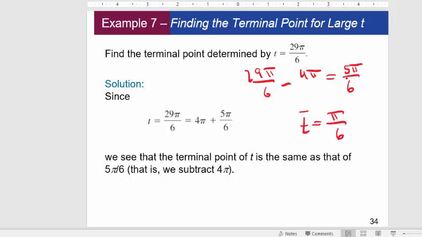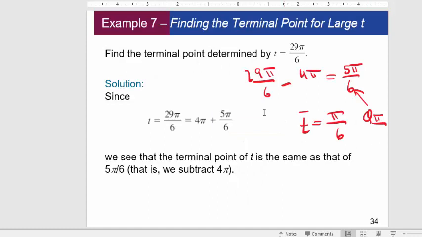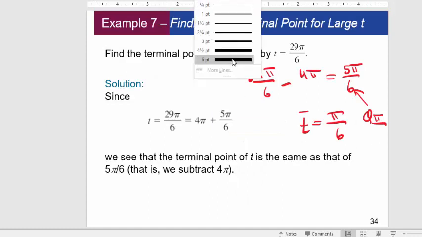And realistically, in this case, we didn't even have to do that. We could have just looked at the denominator right from the beginning and said, all right, 29 pi over 6 has a denominator of 6. So the t bar is going to be pi over 6. Okay? So once we know that the t bar is pi over 6, then what we can just realize is, all right, well, 5 pi over 6 is in the second quadrant. So it's in Q2. And it has a reference number of pi over 6. So if we go back to our table at pi over 6, it's radical 3 over 2, 1 half. So we know this is going to be radical 3 over 2, comma 1 half.